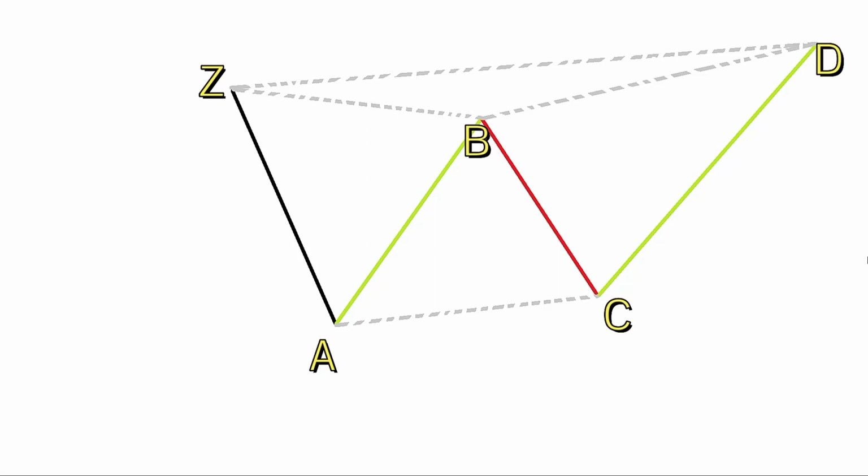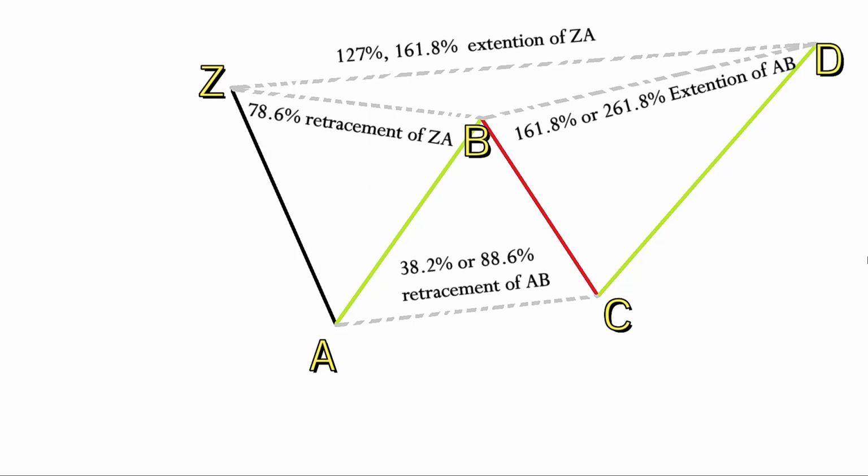A theoretical butterfly pattern is defined by the 0.786 retracement of the move AB in comparison to ZA. The butterfly contains these specific characteristics. Move AB should be 0.786 retracement of the move ZA. Move BC can be either 0.382 or 0.886 retracement of AB. If the retracement of BC is 0.382 of move AB, then CD should be 1.618 extension of the move BC. Alternatively, if move BC is 0.886 of AB, then CD should extend to 2.618 of BC. CD should be 1.27 or 1.618 extension of move ZA.